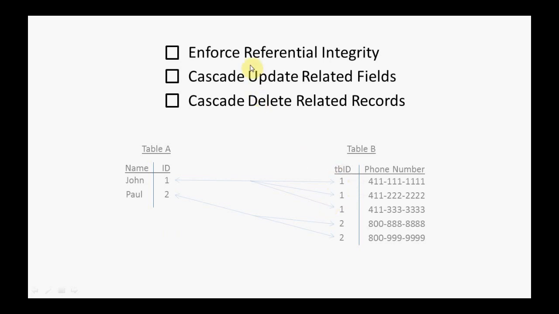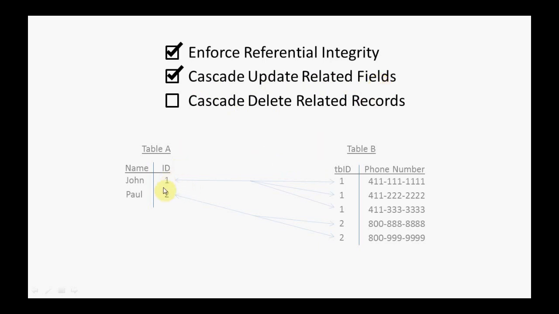And so if I enforce referential integrity, that means that all of the numbers over here have to be associated with a number over here. So I can still come into this table and associate this number to 2, but I cannot change it to 3, which is good because that will cause an error. Now if I have Cascade Update Related Fields, what does that mean?